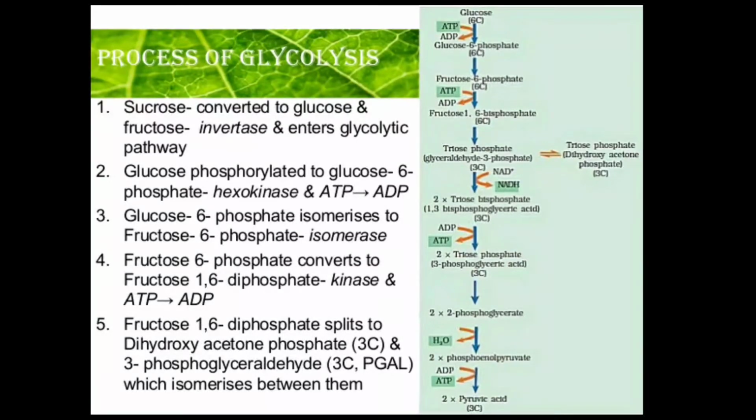Energy will now be released in the subsequent phases. Till now, 2 molecules of ATP are consumed. Each molecule of this 3-phosphoglyceraldehyde is oxidized, and 2 H plus and 2 electrons are released from it. The released components are accepted by NAD, forming NADH and H plus.